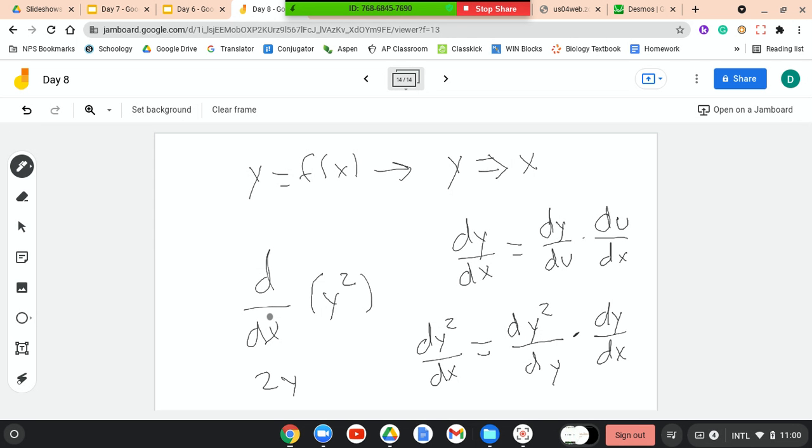We're saying if we want to find the derivative with respect to x of y squared, we just use the chain rule. We take the derivative of y squared with respect to y, and then multiply it by the derivative of y with respect to x. That's the chain rule. Perfect.